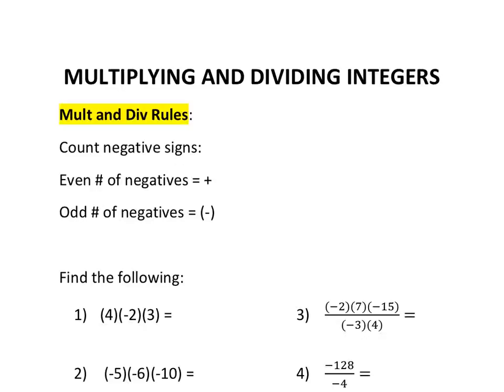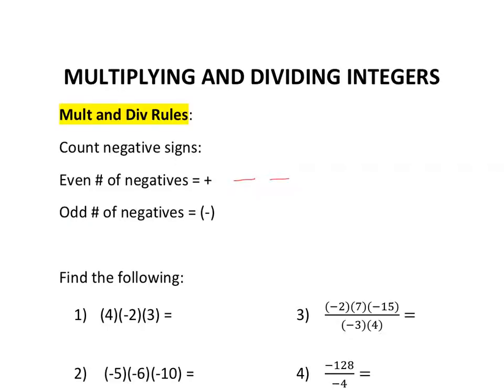So even numbers are 2, 4, 6, or 8 negatives. Probably not going to have any more than that, but you could go on forever. Odd number of negatives is going to give you an overall negative answer. So odd numbers would be 1, 3, 5, or 7. So for instance, if I had two negative numbers, doesn't it take two negatives?